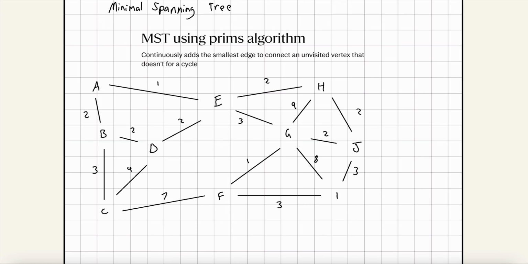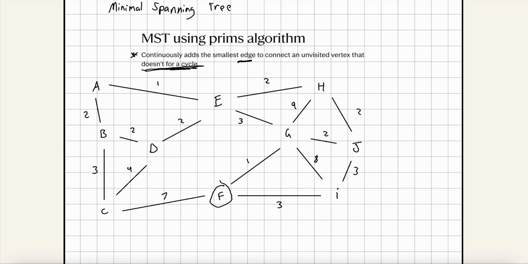So as you can see by this note here, it continuously adds the smallest edge, and this is denoted by the edge weight, to connect an unvisited vertex that does not form a cycle. So we need to be very careful when we're selecting the nodes so that it doesn't create a little loop. It depends what the question is asking you in your case, but for the sake of this tutorial, I'm going to start from node F.